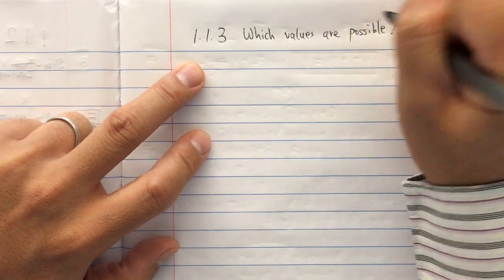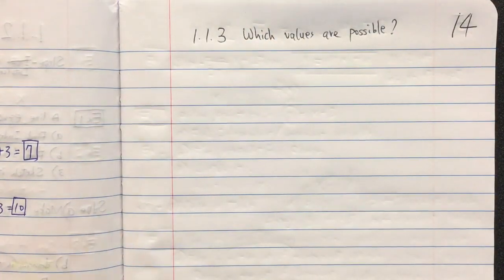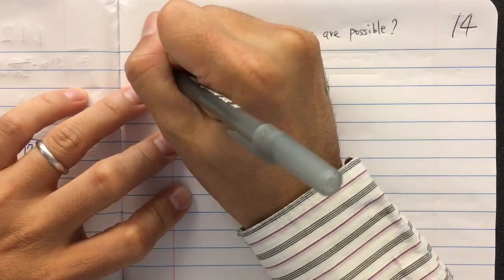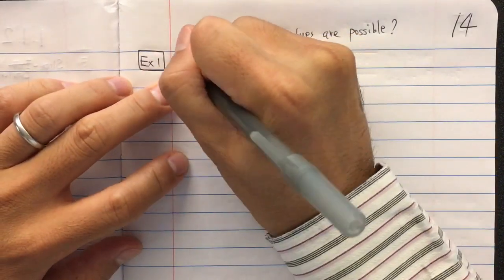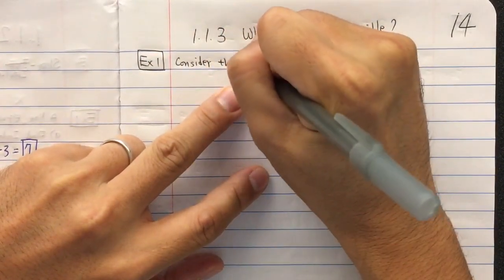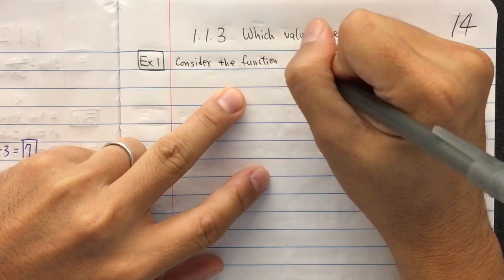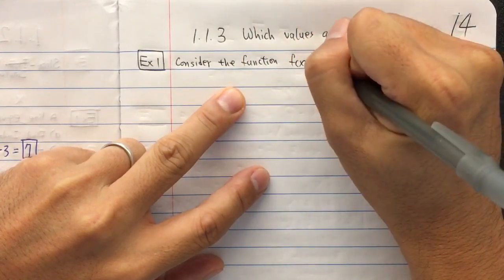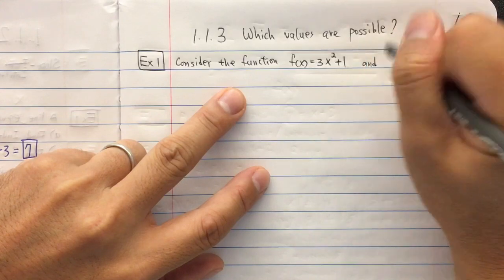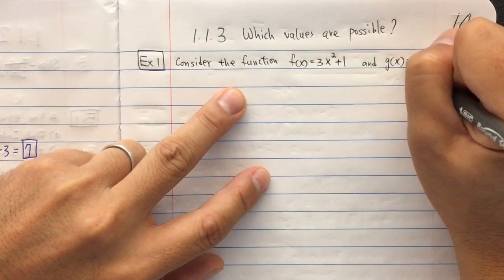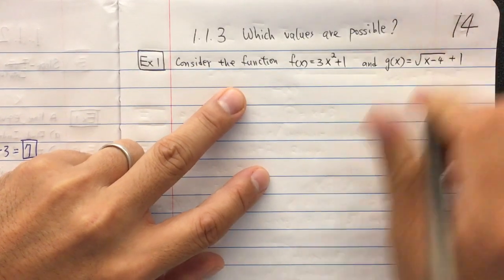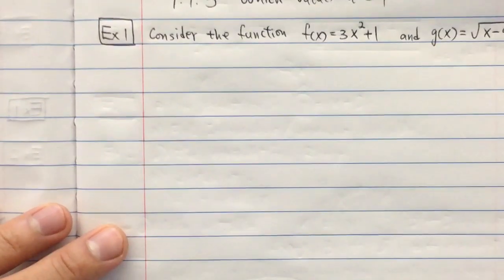Okay, and still in function. Today we still do the function. So now let's see. Question 1, example 1. Consider the function. Now there are two functions. One is f of x equal 3x squared plus 1. And we have one more function, which is called g of x equal square root of x minus 4 plus 1. Okay? We have two functions.